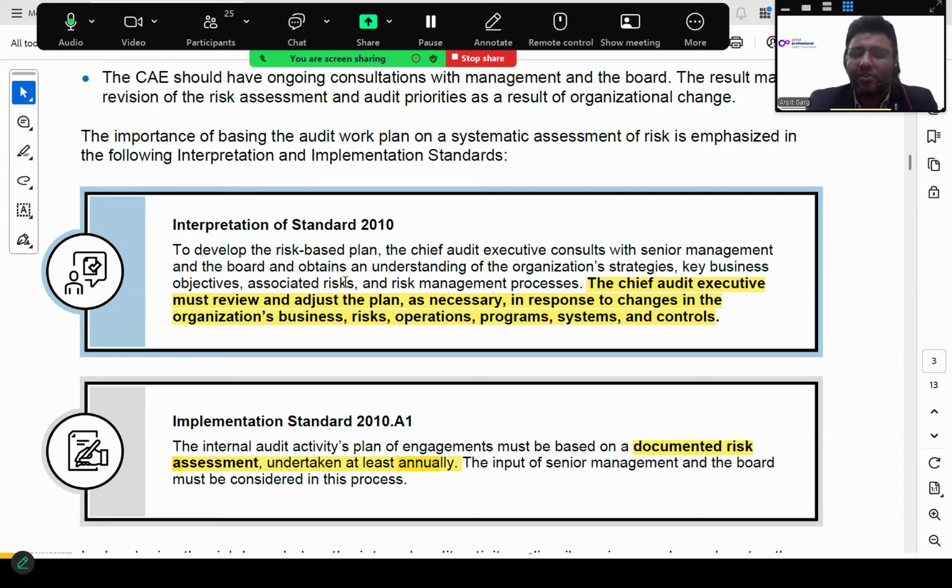Can you all say that? The CAE must review what? Can you all say that? The CAE must review and adjust the plan as necessary in response to change in the organization's business, risks, operations, programs, systems, and controls.